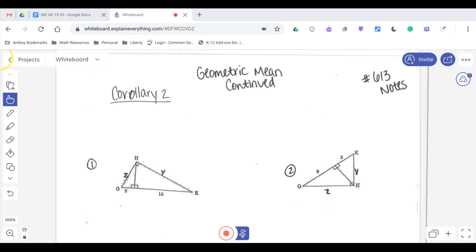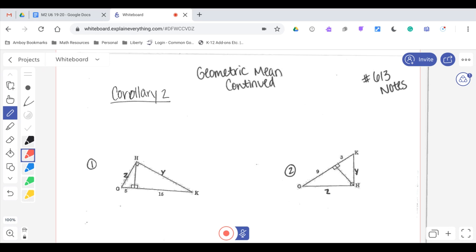We're going to use it to find more pieces of the triangles. Anyway, there was the first corollary, which stated that the length of the altitude was the geometric mean of the two segments of the hypotenuse. There is also a second corollary that has to do with the legs of the triangle.